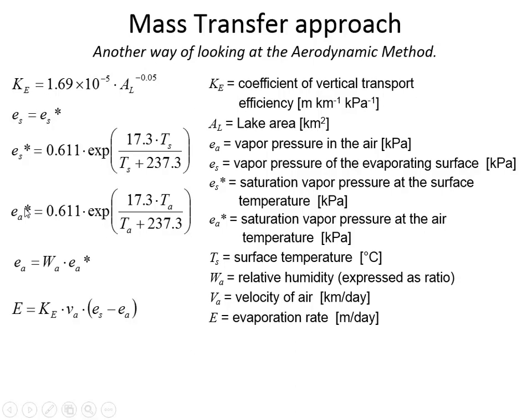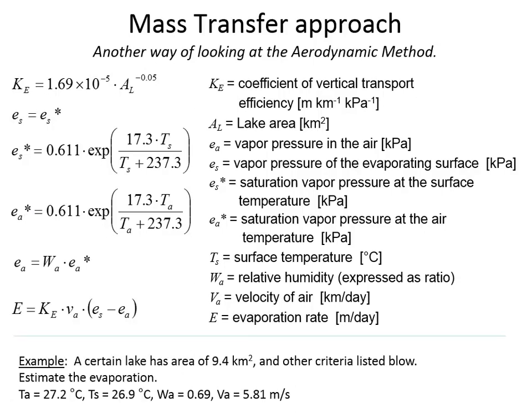So just to illustrate how the mass transfer approach is used, we're going to look at a quick example, and in fact this is the example taken from the text. There's a certain lake that has an area that's given, and the purpose for providing the area is it defines this K sub E. And the K sub E is a coefficient that tells you how efficient vertical transport is. That is, how well the air is able to move vertically. And the wind that's defined in this formula here, V sub A, the velocity of the air, that would be a sideways movement of the air.